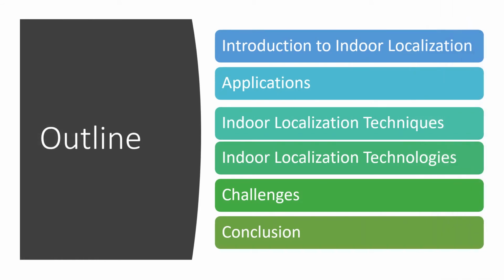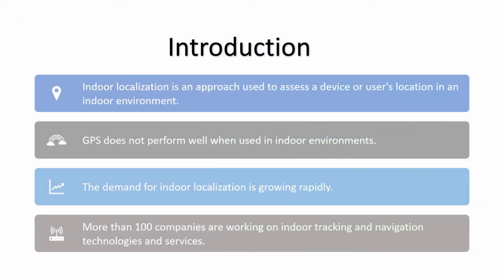So these are the topics covered in the literature survey and we'll go through them one by one. So what is indoor localization? Indoor localization is a method which is used to determine or estimate the location of a user or a device in an indoor environment. Indoor location systems have made it easier to locate people or objects.